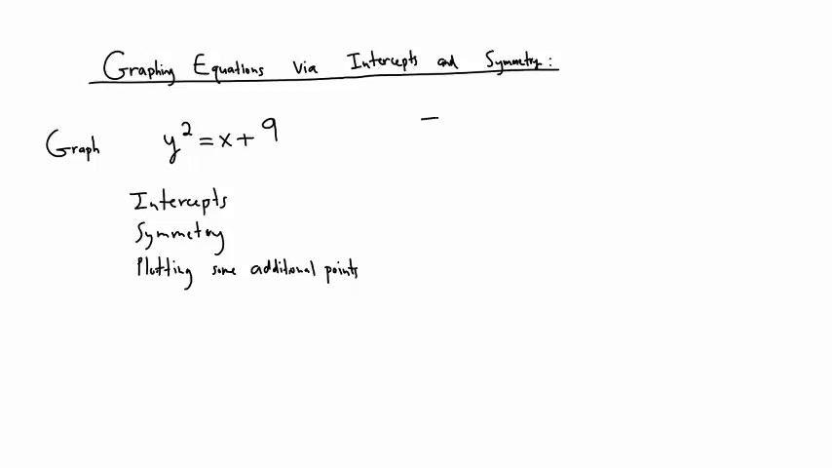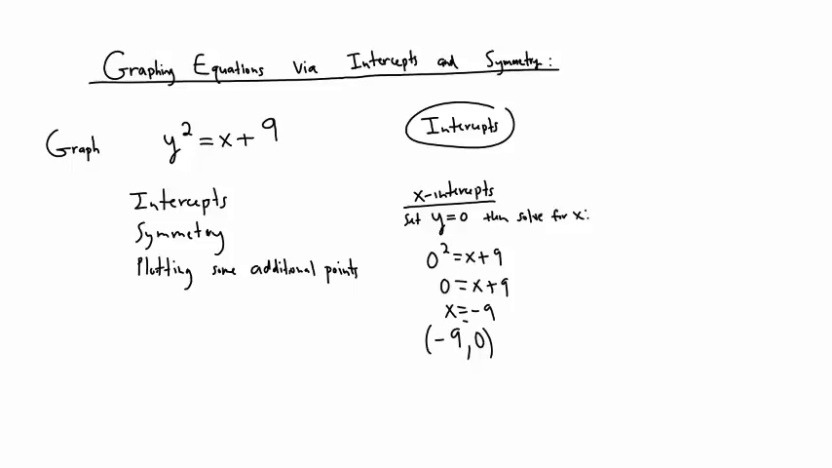Let's start with intercepts. We discovered that to find the x-intercepts, we set y equal to 0, and then solve for x. So we have exactly one x-intercept.